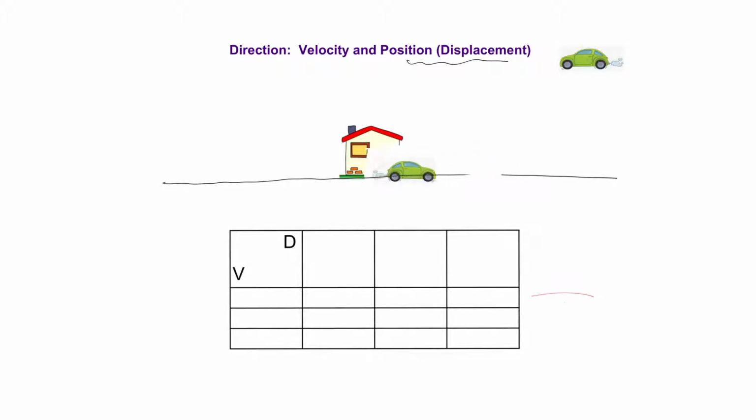Now, if the car was over here, right at the house, the car is neither to the left or to the right. It is right at the house, meaning there is no distance between the house and the car. So that means in this case, the displacement is 0.